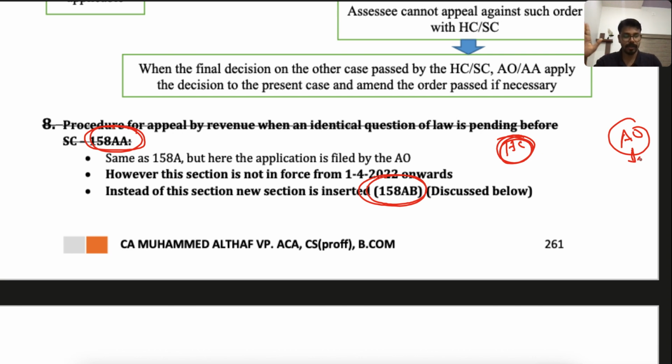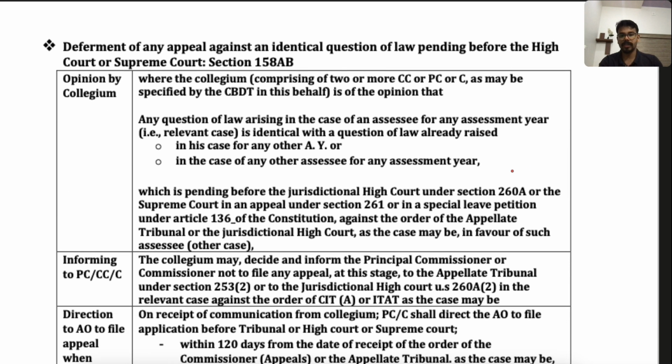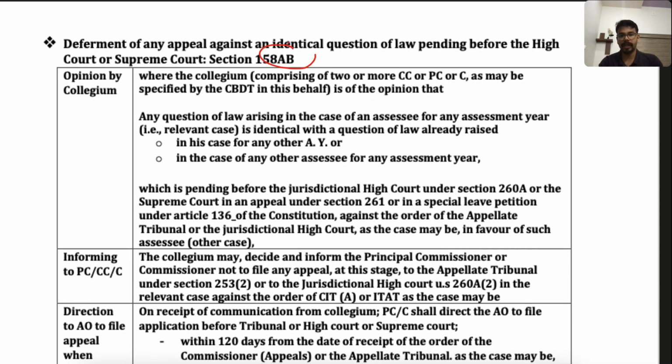Definitely the assessing officer will pass the order, but the assessee will not go to appeal because another case is already pending in the High Court. So the assessing officer and the assessee will agree that whatever order the High Court passes in the previous case, that same provision will apply to this case also. So this person will not go to appeal again. So what is the amendment? What is the new 158AB saying?